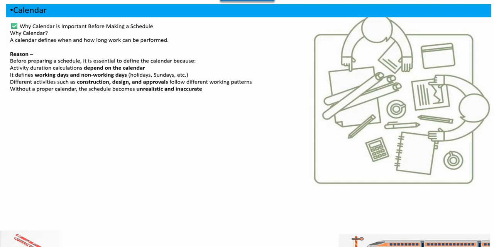So before creating your detailed program, your calendar should be in place, or should be created in Primavera. I will also tell you the reasons, with an example, why the calendar becomes very important. The calendar is the foundation of scheduling. Without defining it correctly, the entire program will be incorrect because all the durations are calculated based on the calendar.